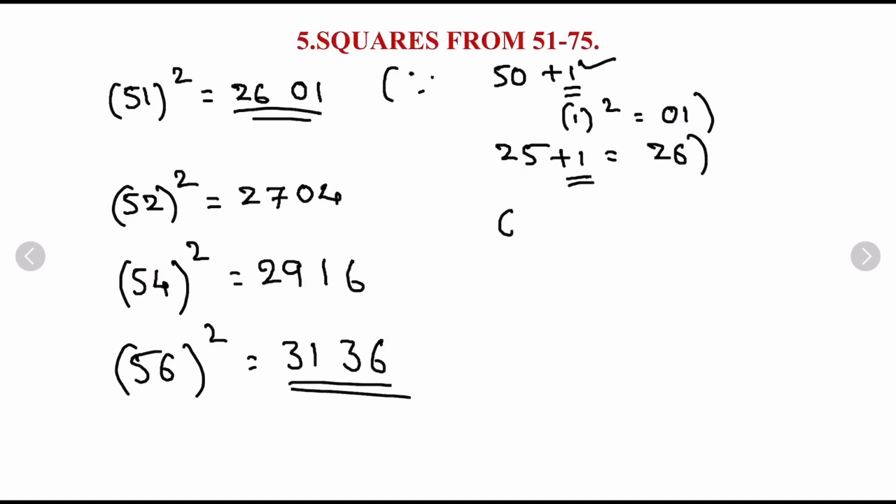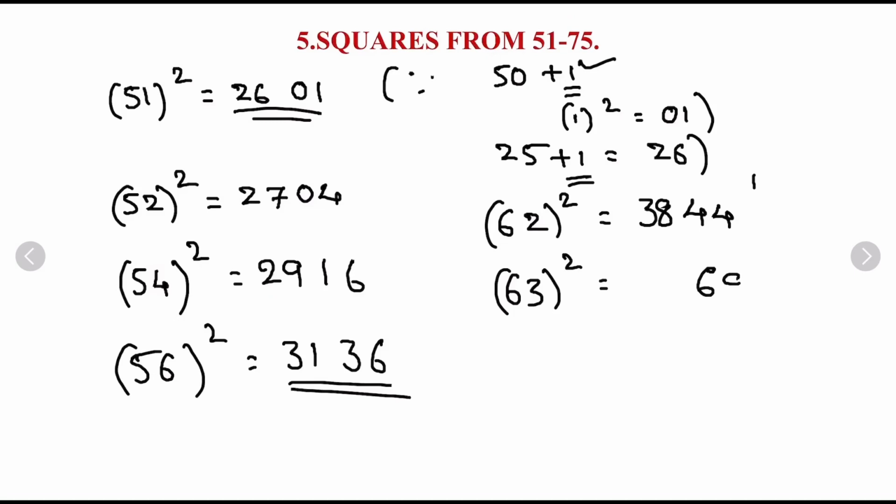If we take another example, 62 whole square. How much more than 50? 12. 12 square, 144. Keep 44, 1 carry forward. 25 plus 12, 37 plus 1, 38. To go with another example, 63 square. More than 50, 13. 13 square, 169. Keep 69, 1 carry forward. 25 plus 13, so 38 plus 1, 39.